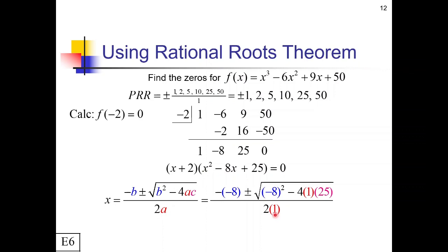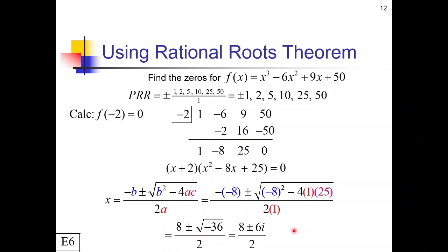Simplifying a little bit, we've got positive 8 out here, plus or minus square root of, this is 64 minus 100, so that's negative 36, and that's all over 2. Square root of 36 would be 6. Since there's a negative, we have an i that's coming out, so this is 8 plus or minus 6i. And we'll simplify this a little bit more in a minute.